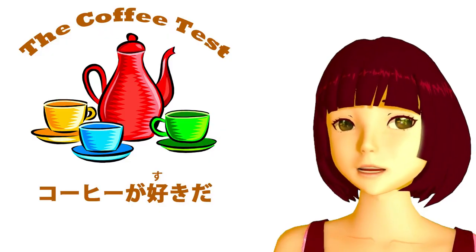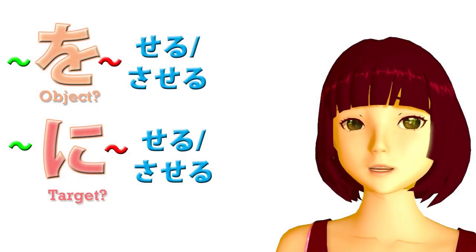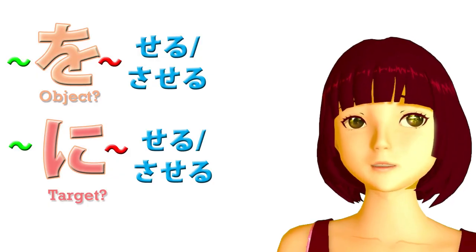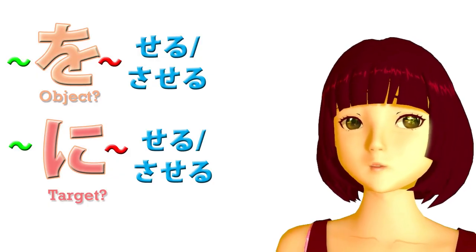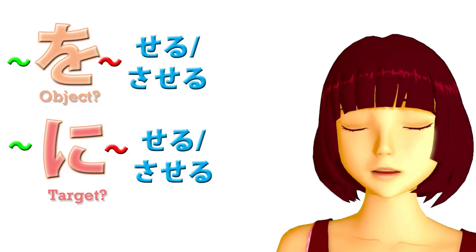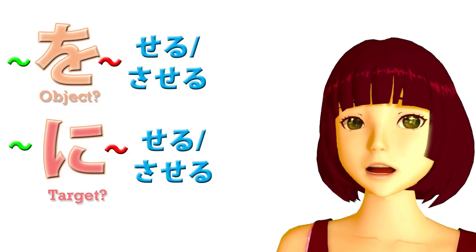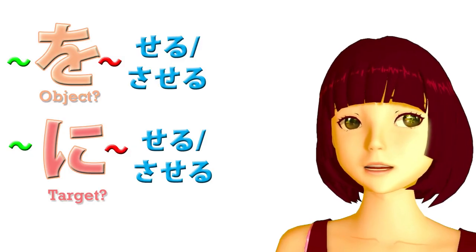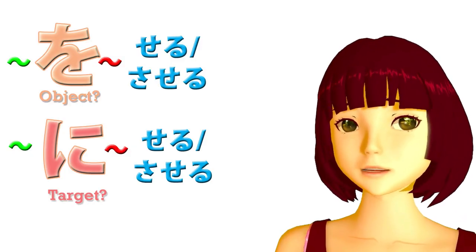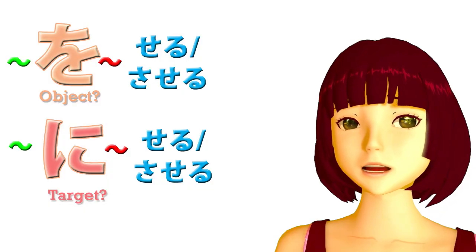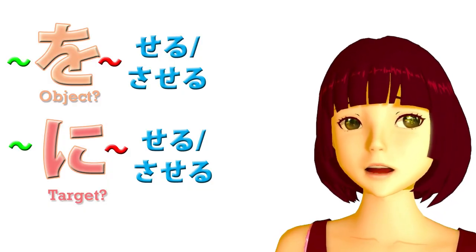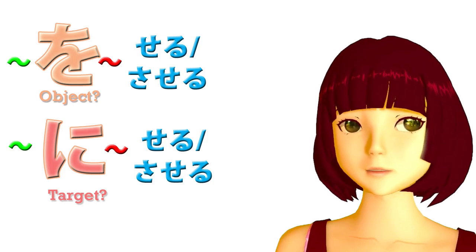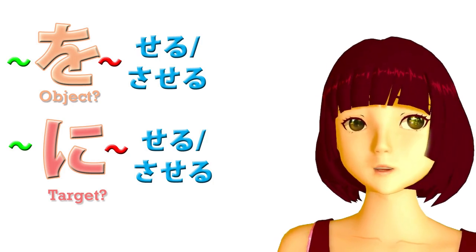So, how is it that two different logical particles can apply to the thing or person we are causing to do something? That is to say, the noun associated with saseru. First of all, we have to understand that this thing can be seen as either the object or the target of the action, saseru, of the person or thing that is doing the causing.